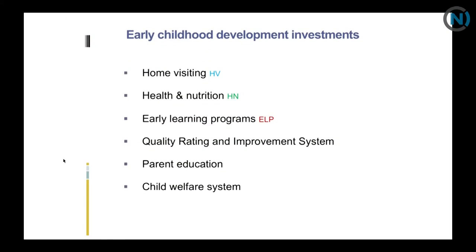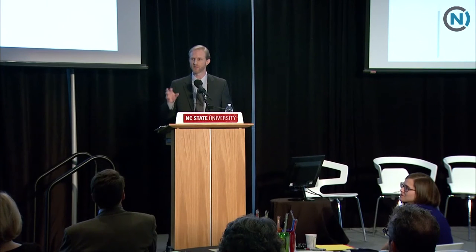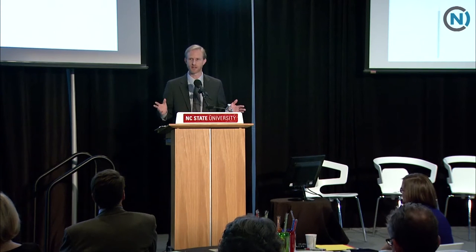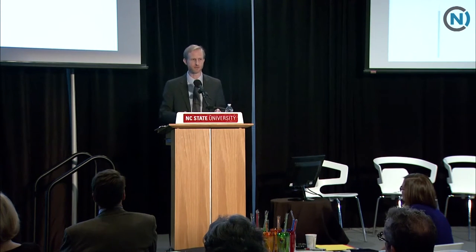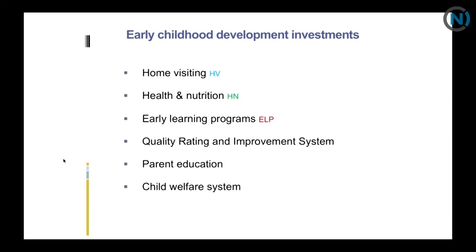Early learning programs, and here I'm encompassing all of those types of programs where children could go, such as childcare and preschool that we've already been talking about here in North Carolina. I have these little acronyms next to them, which will become useful in the next few slides, so recognize those. Quality Rating Improvement System, QRIS, which North Carolina has been a leader on, and I use this as a placement for investments that help support the quality of programs. Of course, with QRIS, we're looking at our early learning programs, our child care system, and preschool programs. Parent education is more of potentially group-based parent education.